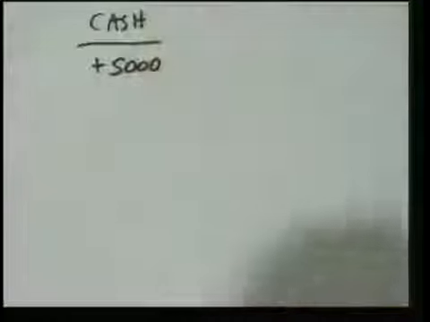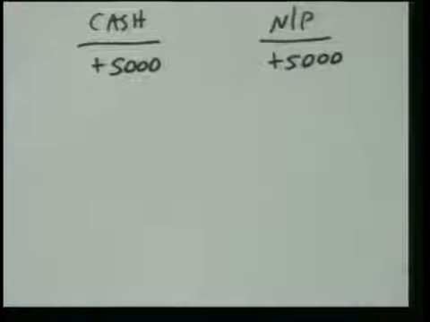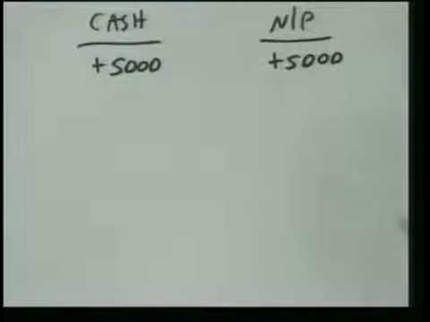Let's say we got a loan for $5,000 from the bank. Okay? We got a loan of $5,000 cash from the bank. Well, the Chapter 1 way we would say cash plus 5,000, and we would say notes payable plus 5,000. Isn't that the way we would have done it? Now let's learn the new way of recording this.